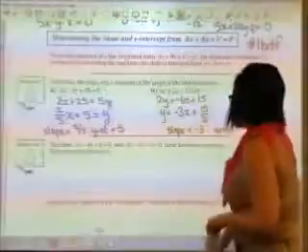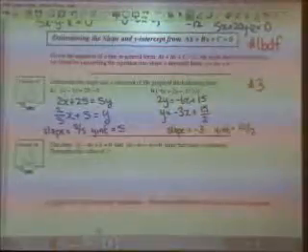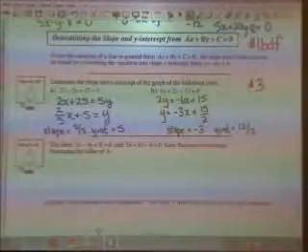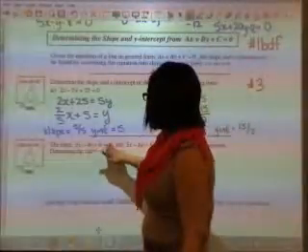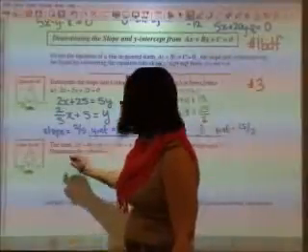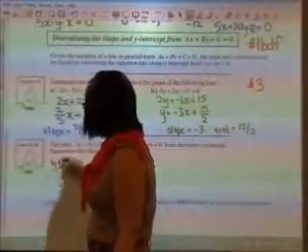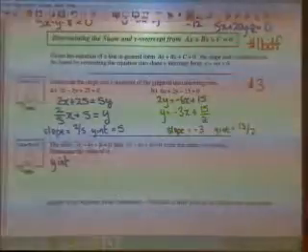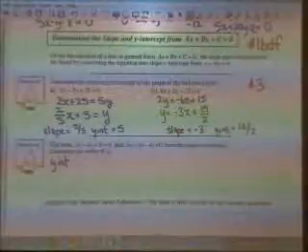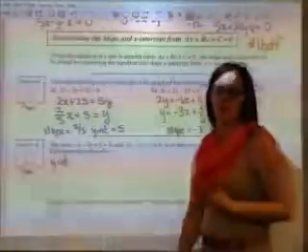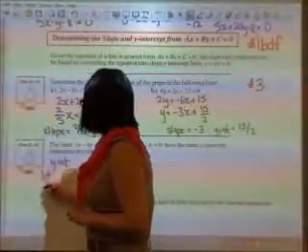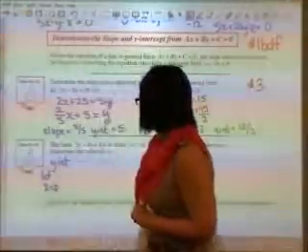These two lines have the same y-intercept. Determine the value of k. So let's find out what the y-intercept is of this line. How do I find the y-intercept? So think, when the graph crosses the y-axis, what do I know about y or x? X is equal to 0. So I let x equal 0.